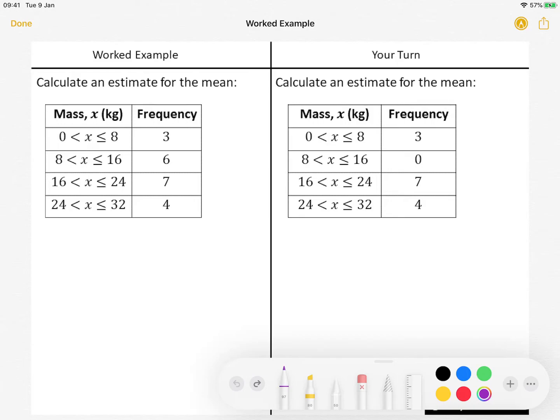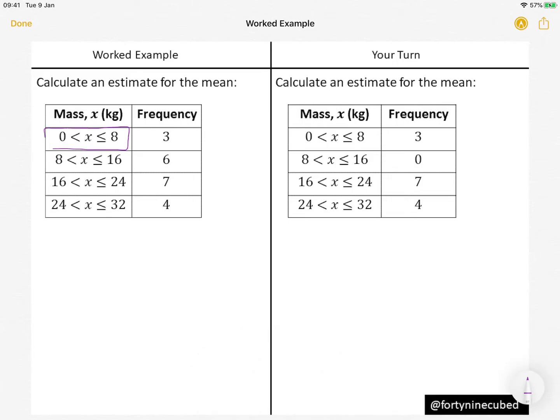Alright, today's title is Estimating the Mean from a Grouped Frequency Table. So I'm just going to do a worked example, then you can have a go at one. Why is this a grouped frequency table? Well, because we've got groups that our mass could fall in.